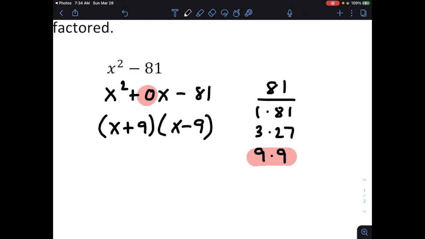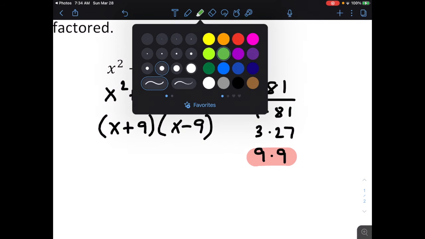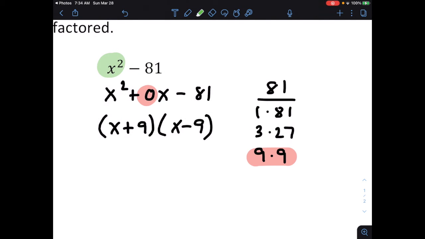So this is a little different type of factoring of something with a square in it. And in this case, it's called the difference of squares, because we have a squared term in the beginning, that's x squared, and we have a squared term at the end, that is 9 times 9. And there's a subtraction sign in between it, and subtraction means difference. So that's why we call this the difference of squares.